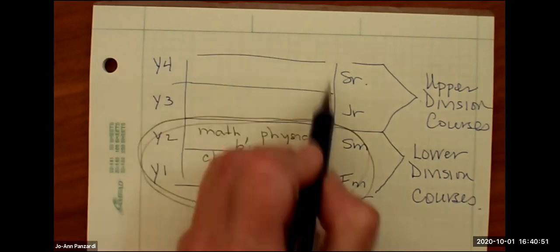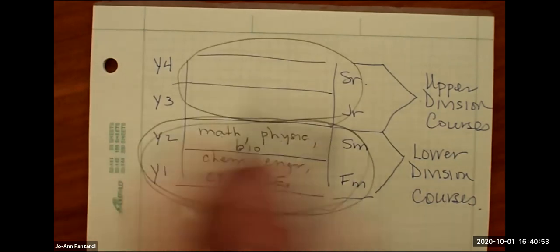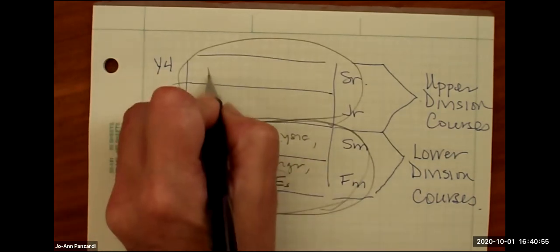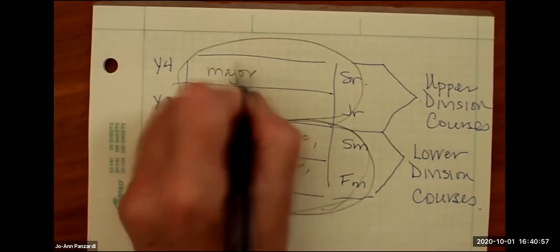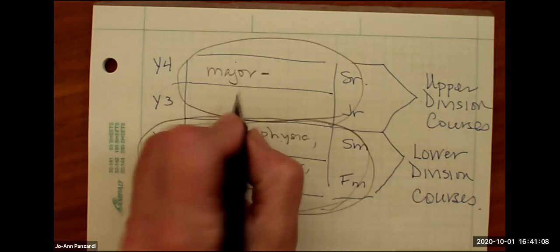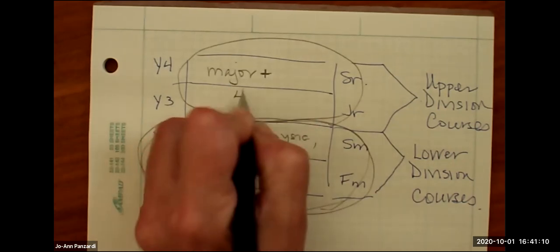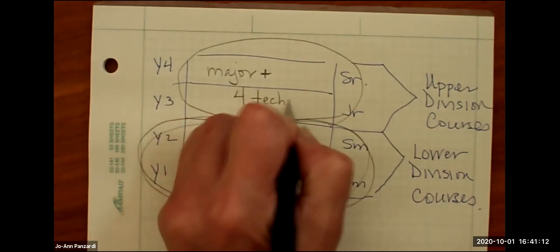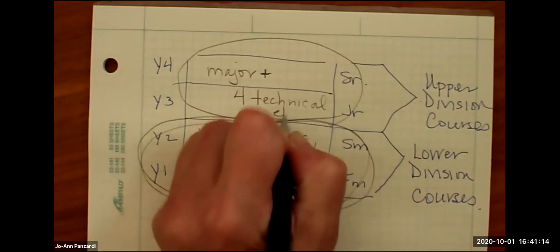And then in the last 2 years are the classes that you take for your engineering major. So if you go civil engineering, you're taking civil classes. If you go electrical, you're taking electrical classes. If you go industrial, you're taking industrial classes. And in addition, you get to choose 4 technical electives.